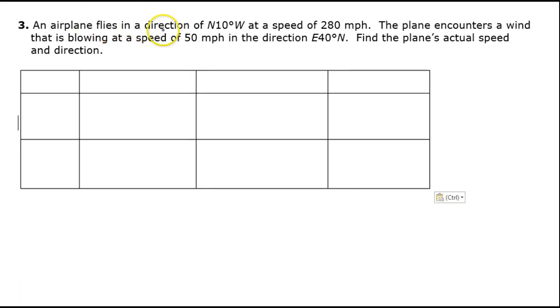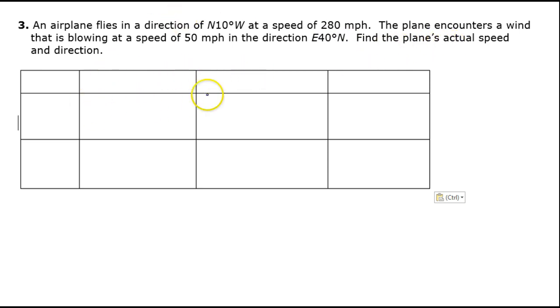An airplane flies in a direction of north 10 degrees west at a speed of 280 miles per hour. The plane encounters a wind that is blowing at a speed of 50 miles per hour in the direction east 40 degrees north. Find the plane's actual speed and direction.